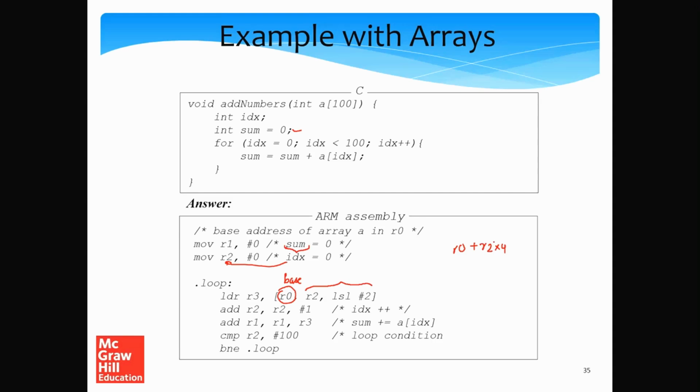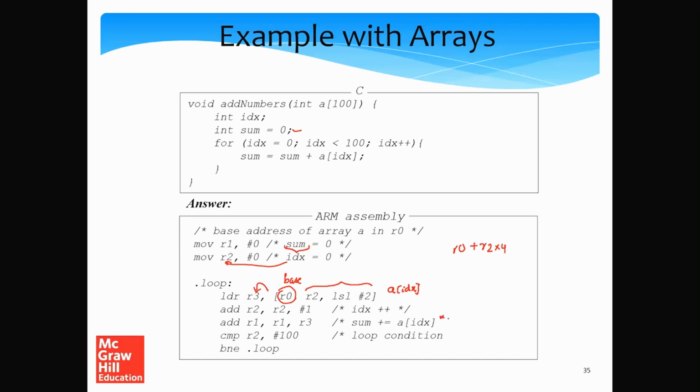So we'll take one register R2 which contains the index, multiplied by 4, which is the same as shifting it to the left by 2 positions. So R2 LSL #2. This gives us the address of A[idx]. We read the value from memory and put it in R3. Then we increment the index, add R2 #1, and we compute sum += A[idx].